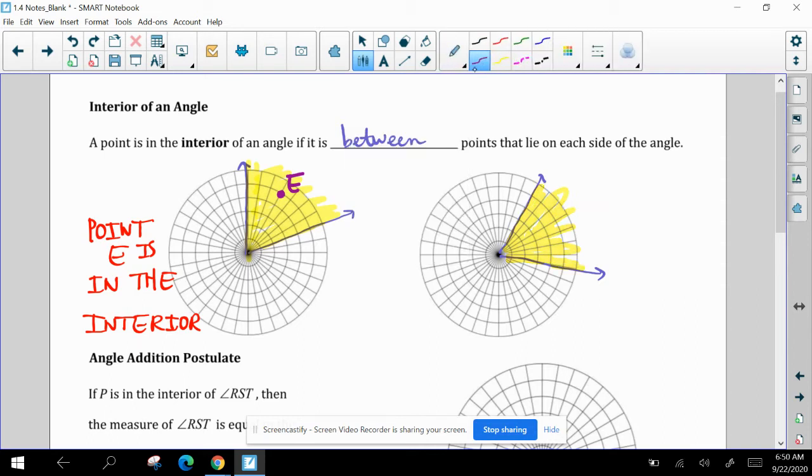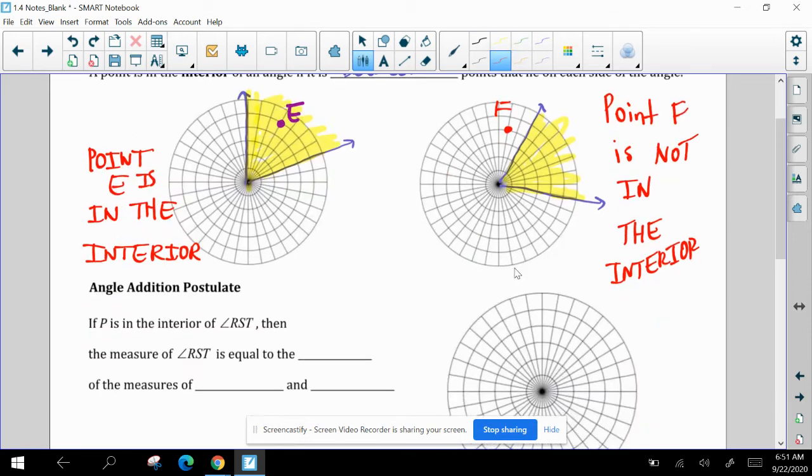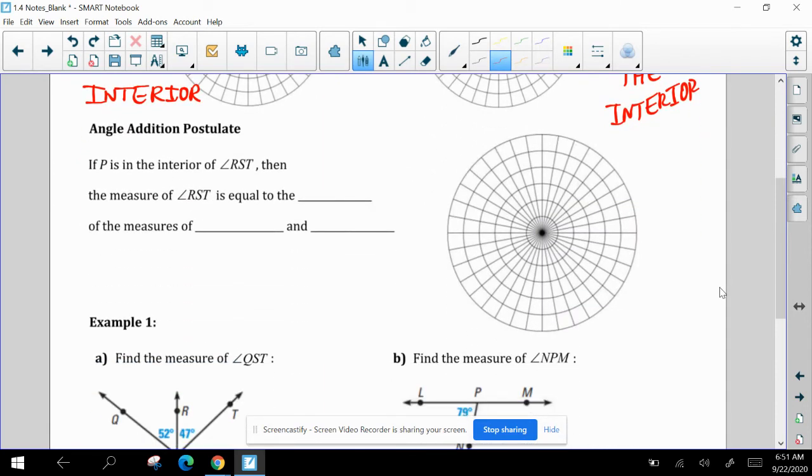So if you're reading a description and they're saying that point, let's do F, right? So point F is not in the interior, so it could be somewhere over here. So sort of outside of the two rays. So point F is not in the interior. So that's what it means to be in the interior or not. And it really has to do more with just reading a description.